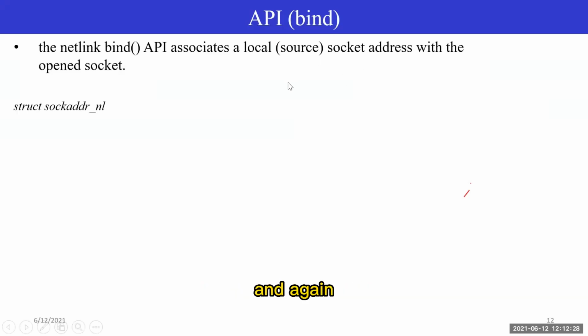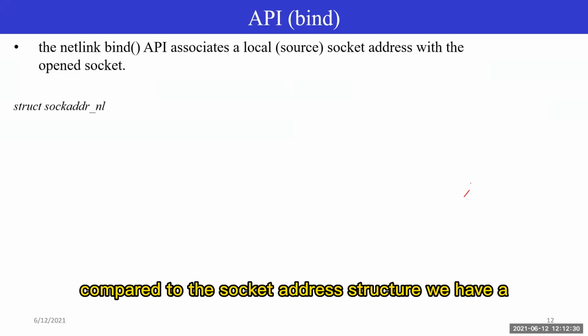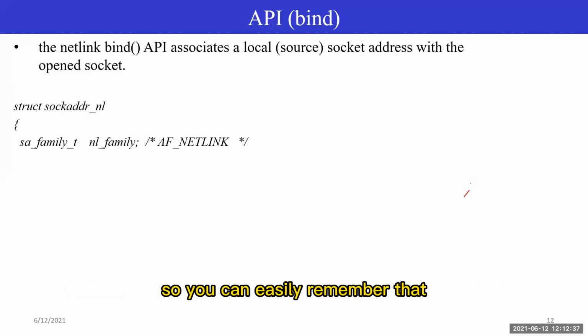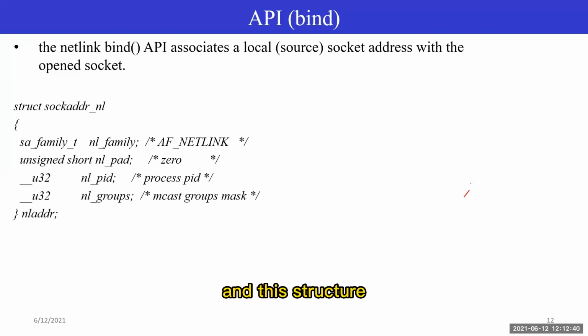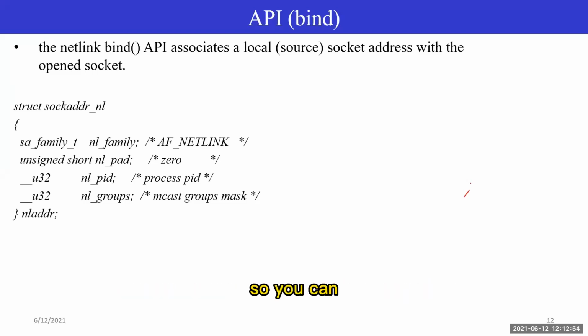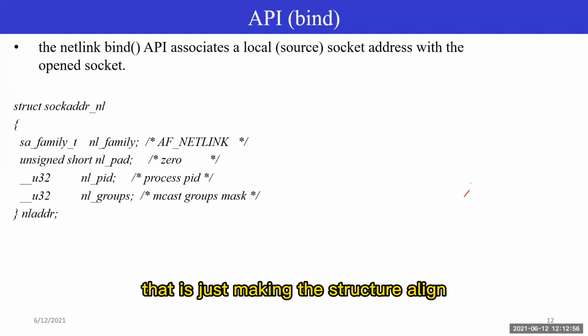And again, compared to the socket address structure, we have a similar socket address underscore NL, that is Netlink. So you can easily remember that. This structure has 4 members. One is the NL family, which has to be Netlink. The second argument is mainly for padding, so you can just set it as 0. That is just making the structure aligned so that the performance can be improved.